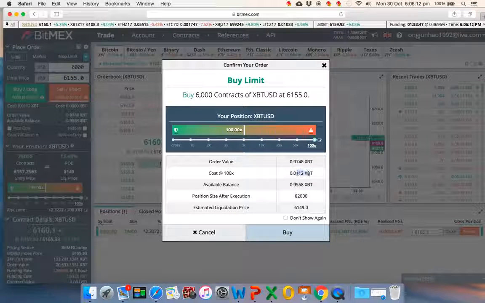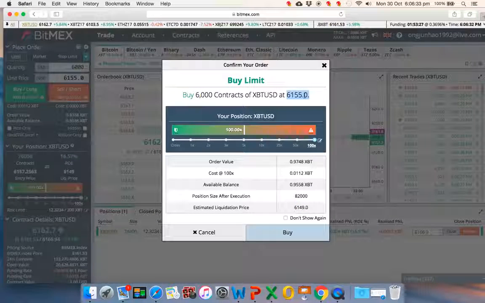Basically, with 0.01 Bitcoin, you get to leverage approximately 100 times. And what happens is that there's this estimated liquidation price. So what does estimated liquidation price mean? Okay, assuming I buy a Bitcoin at 6155 with only 0.01 Bitcoin, and they give me almost close to a Bitcoin.